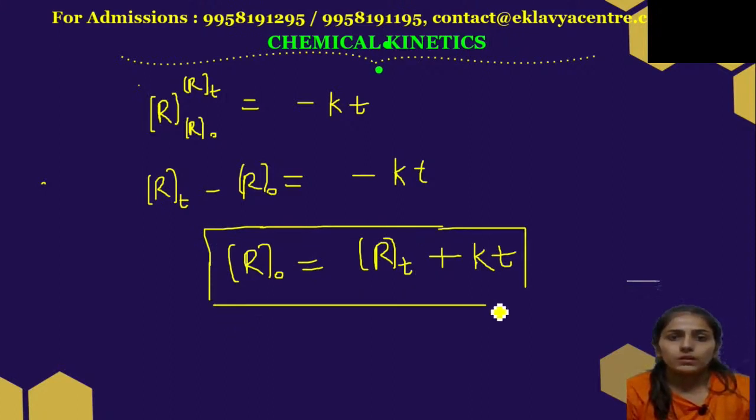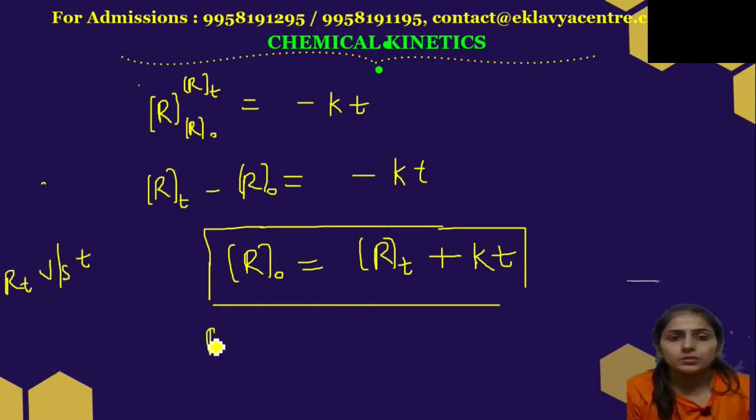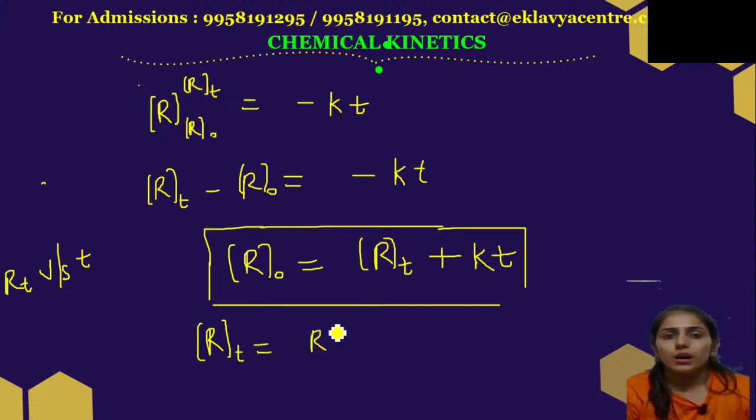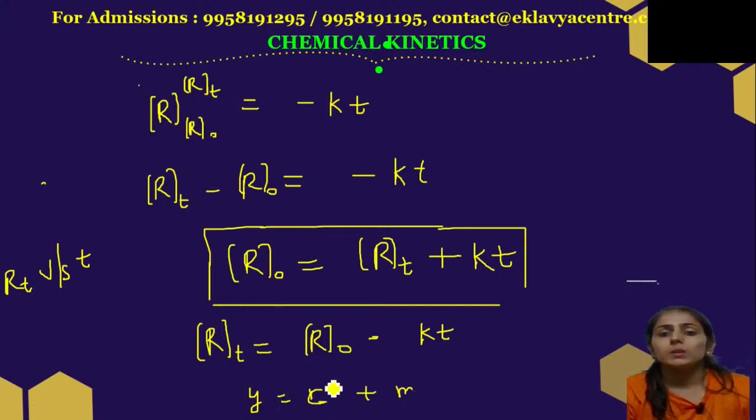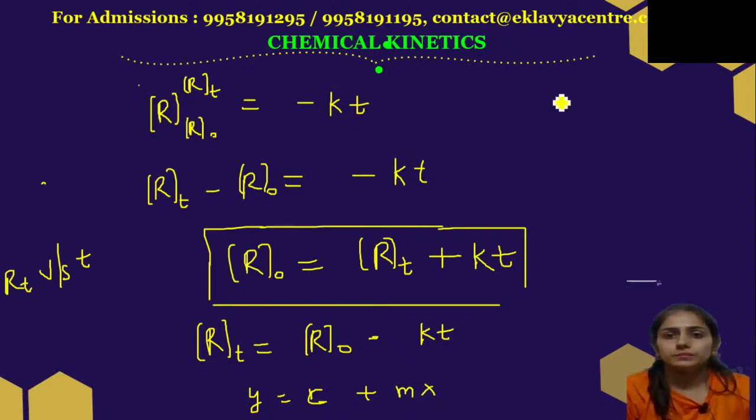Now if we want to draw the graph of [R]t versus t, I can also write it as [R]t equals [R]0 minus kt. Simply compare this equation with y equals c plus mx. Now the slope is negative. So let's draw the graph of [R]t versus t.